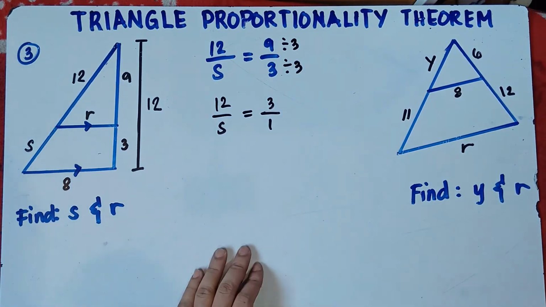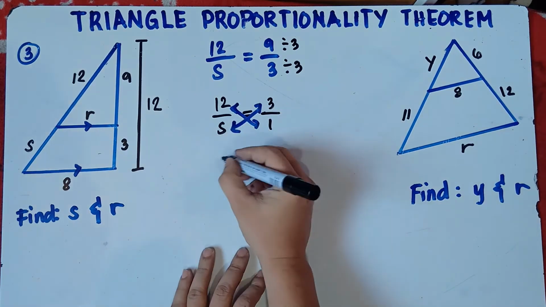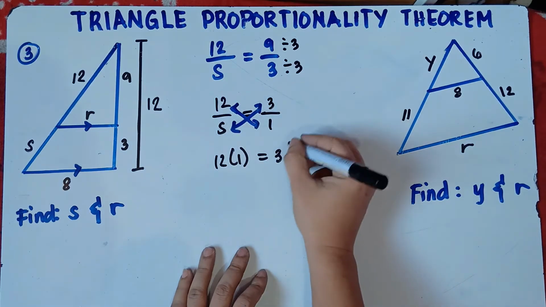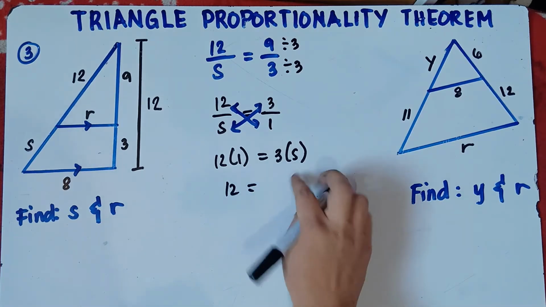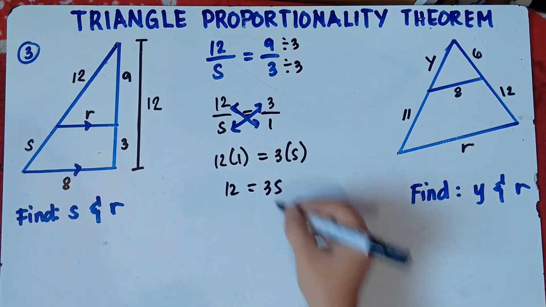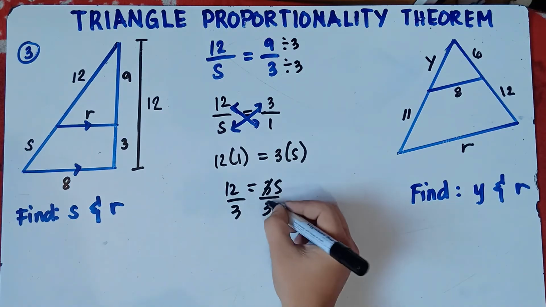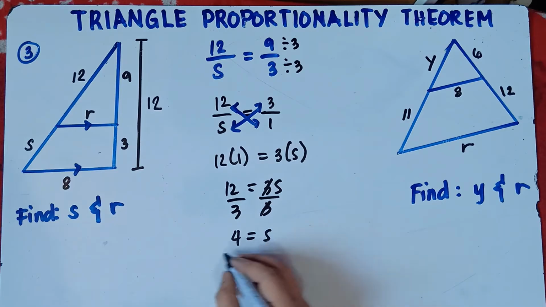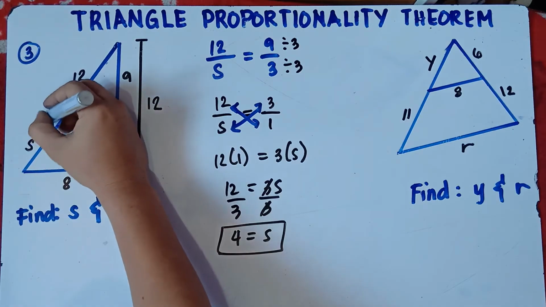And then we can cross multiply, class. Simply cross multiply. So this will be 12 times 1 is equals to 3 times S. So 12 times 1, that is 12, is equals to 3 times S, that is 3S. And then to get the value of S, you divide both sides by 3. Cancel this out. 12 divided by 3, that is 4, is equals to S. So once again, class, our value for S, that is 4. So this is 4. Therefore, this is 4.